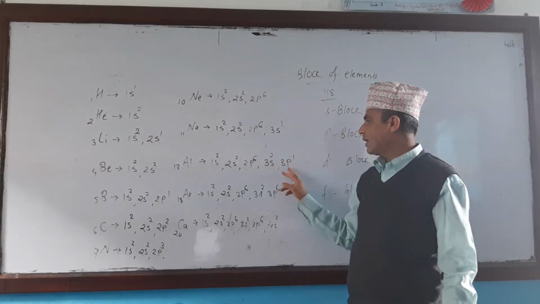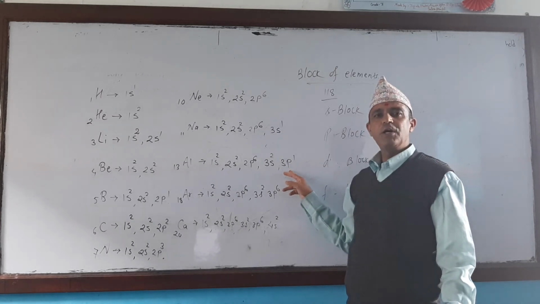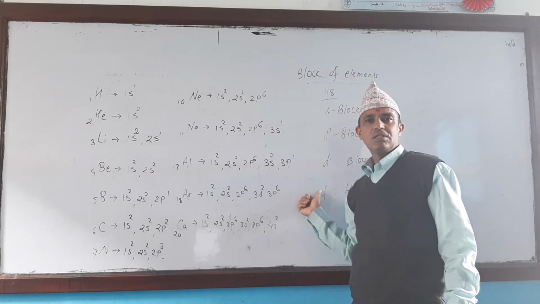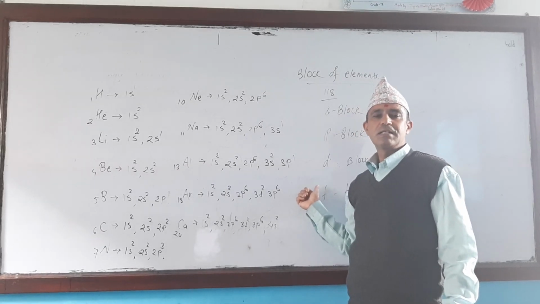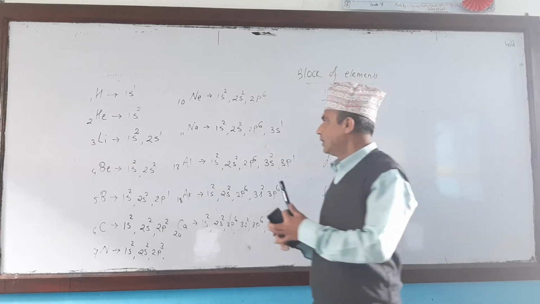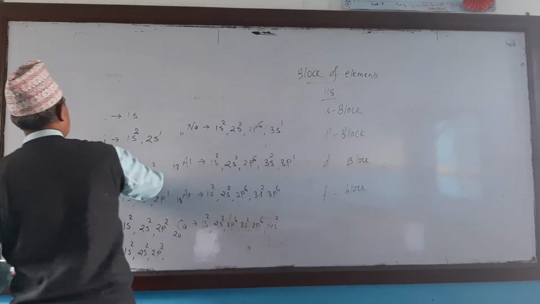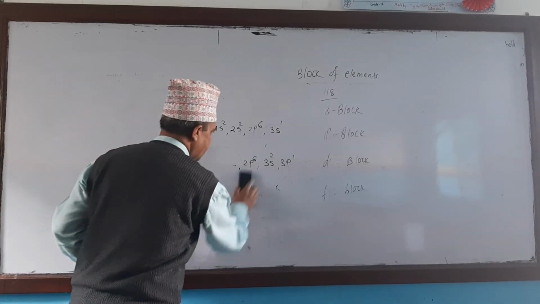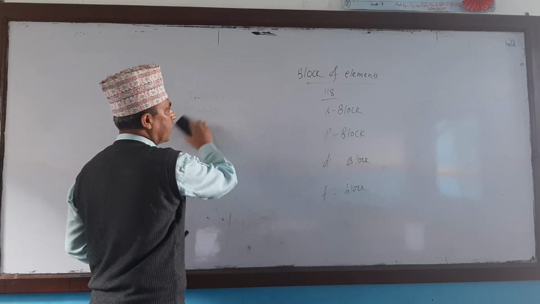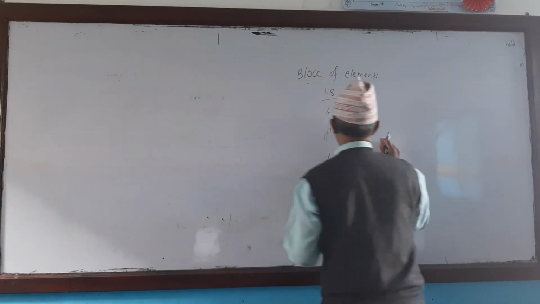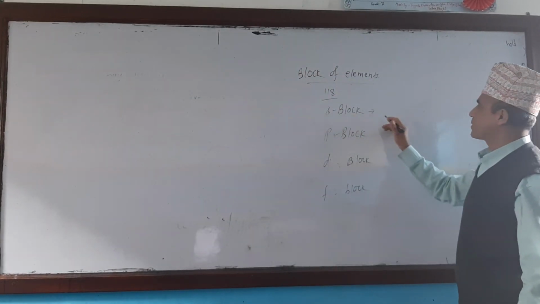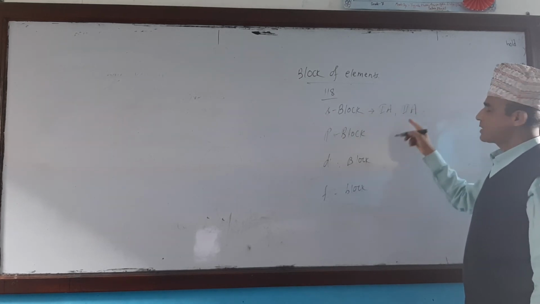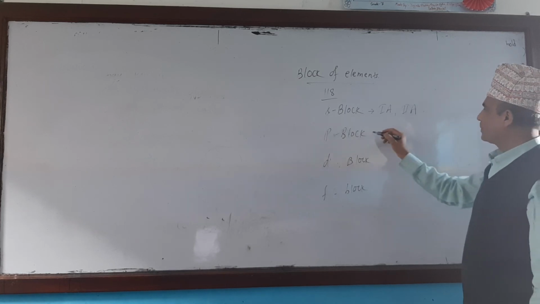If the valence electron lies in the p orbital, p block element. At last, if it lies in d, D block element. At last, if it lies in f, F block element. So there are 4 blocks in the modern periodic table: s block, p block, d block, and f block elements. Which groups fall under s block? Group IA and IIA. First A and second A.